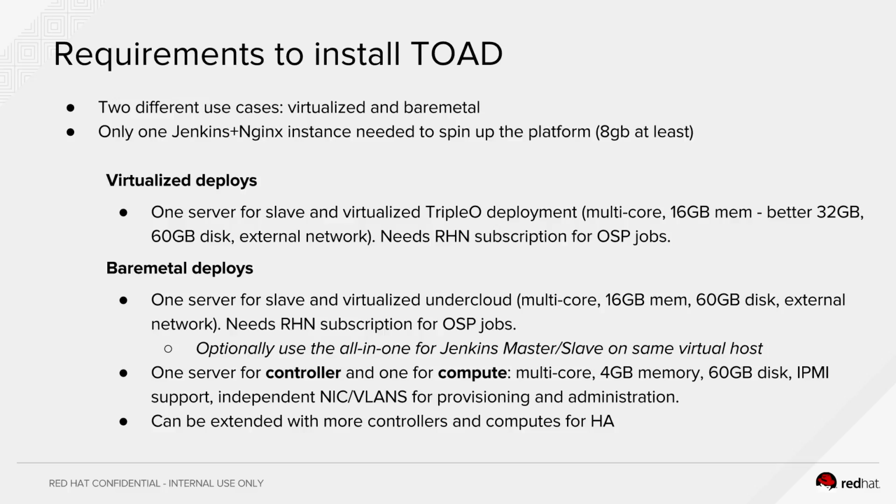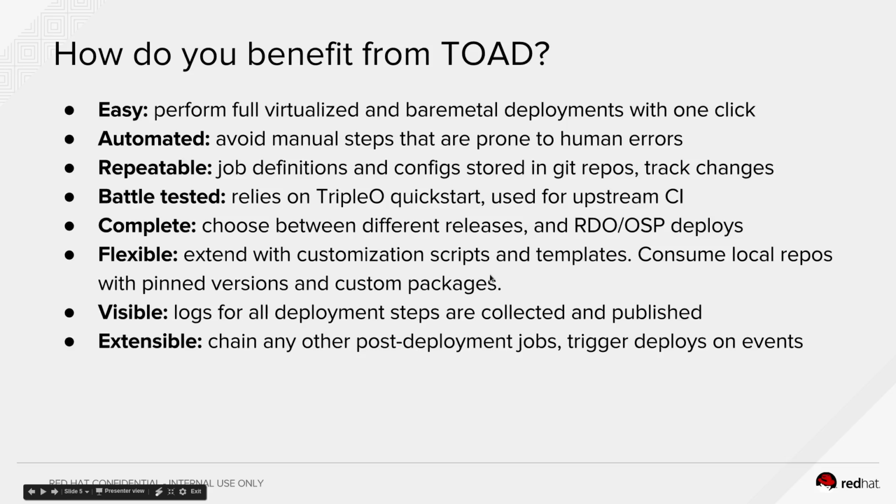On a bare metal deploy, it's pretty similar. You have your virt host, which runs a virtualized undercloud, and then TripleO Quick Start can be set up to go out and build your controller and your compute node for you. So you'll need at least one server for the controller and one for the compute. And of course, you can extend this out just like you can with TripleO.